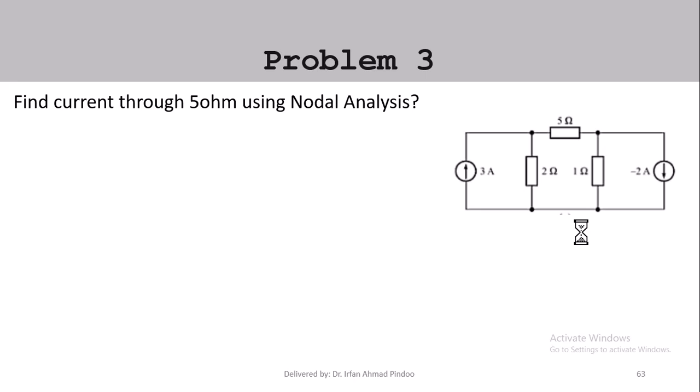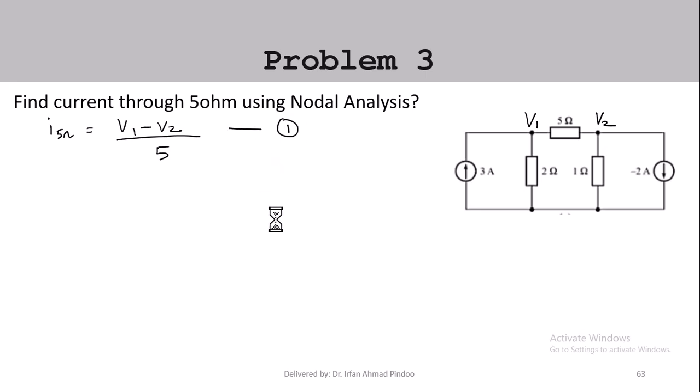Now in this question, we have to find the current through the 5 ohm resistor. What we will do is assume voltage V1 here and voltage V2 here. So we can say that the current across 5 ohm is equal to (V1 minus V2) by 5, because I is V by R. So we can do it like this also.